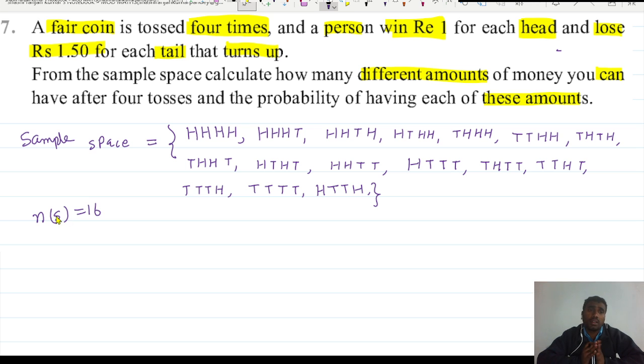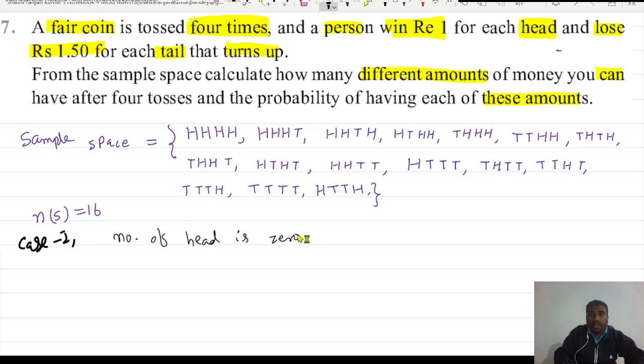Okay. So see, when you are getting the head, what is the situation? Maybe you may get no head, you may get one head, two heads, three heads, or four heads. So 5 situations will arise here. So let us write down case-wise. First case, let us take case number one, when the number of heads is 0, means no head is there.